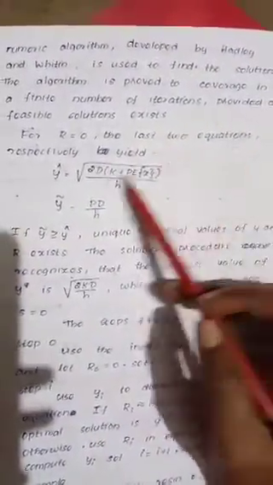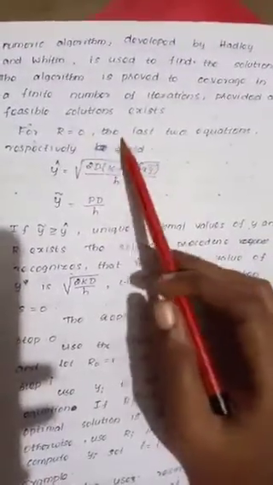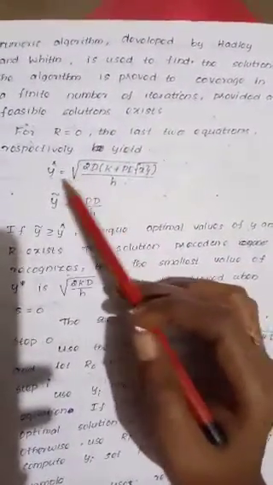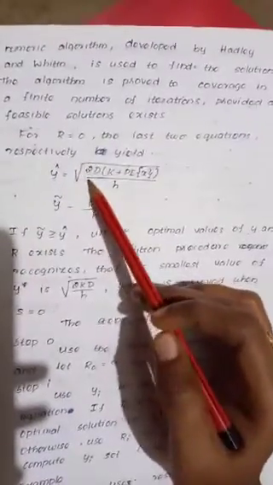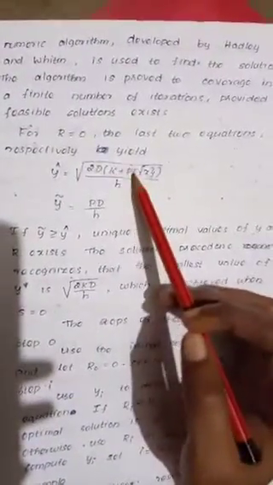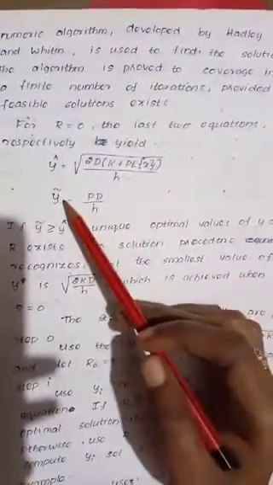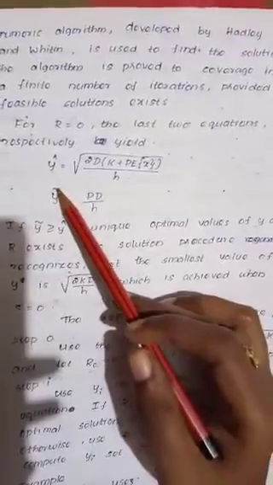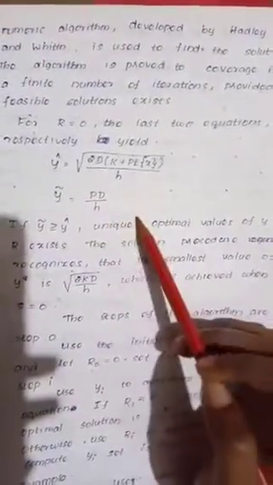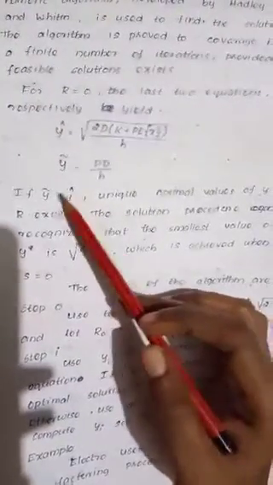For R equal to 0, the last two equations respectively yield y-hat = root of 2D(K + pE[x])/h, and y-tilde = pD/h. If y-tilde is greater than or equal to y-hat, unique optimal values of y and R exist.